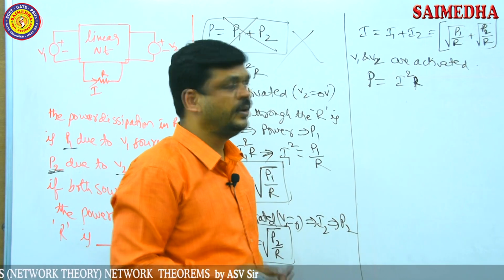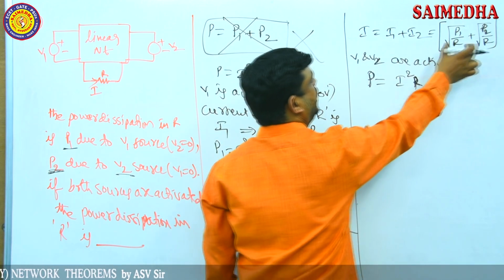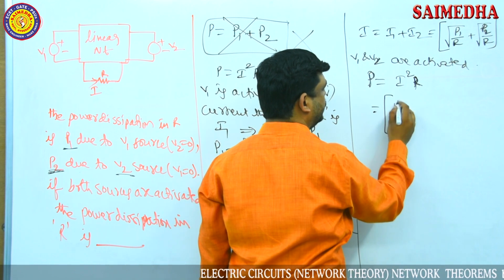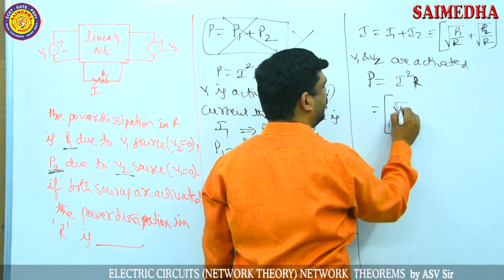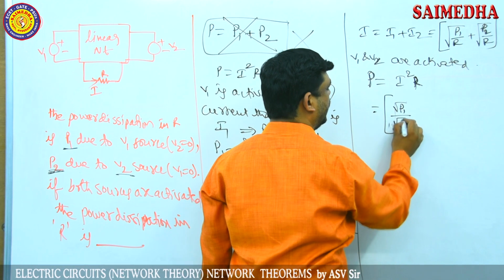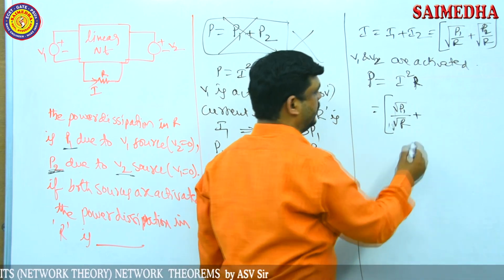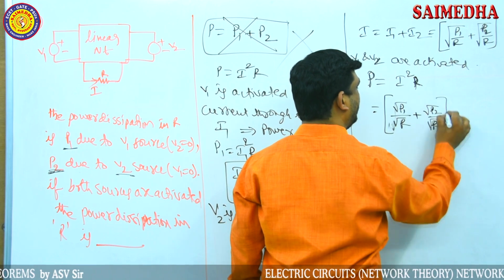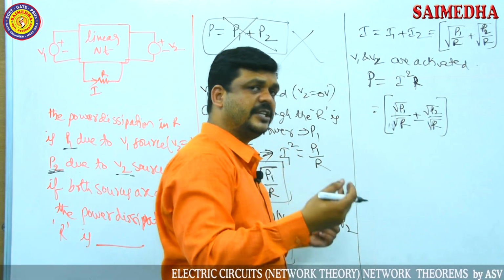Total current square into R. So finally we got the total current. Substitute the complete equation here. So then it gives root P1 by root R plus root P2 by root R. Here we can write plus or minus also, because it depends on the direction.